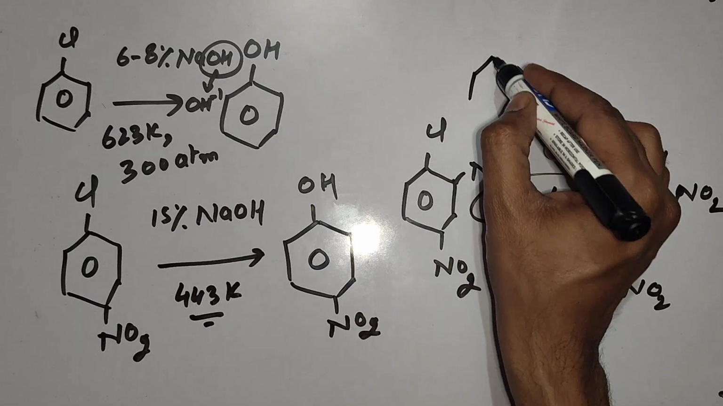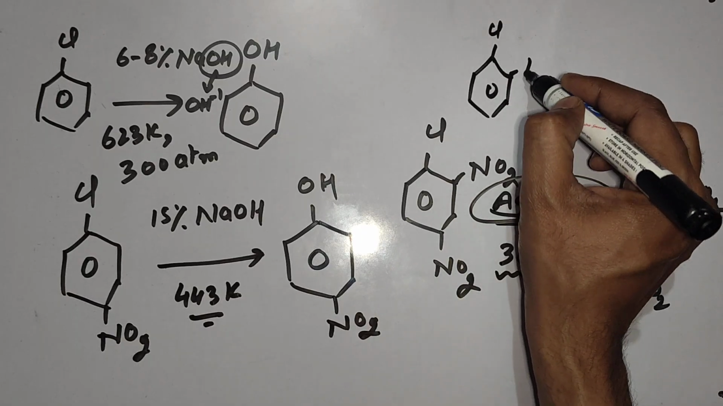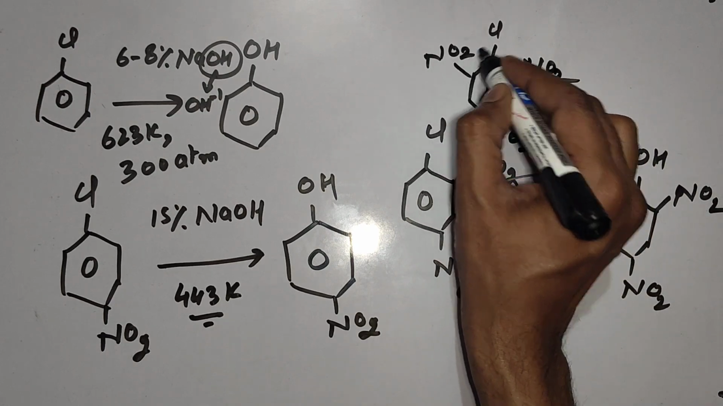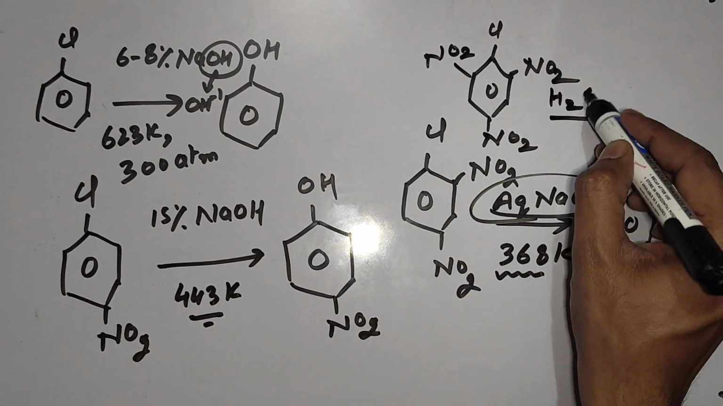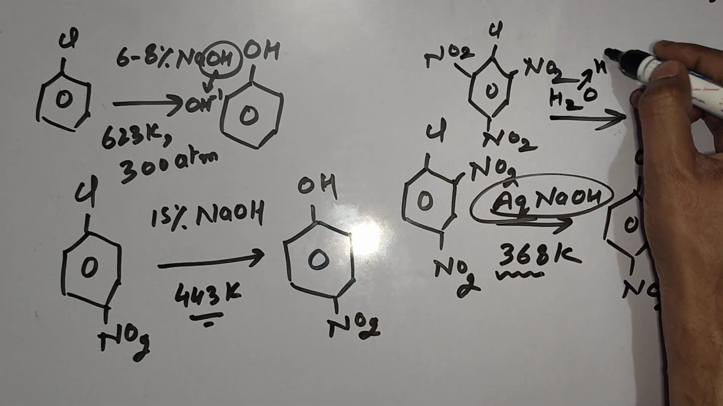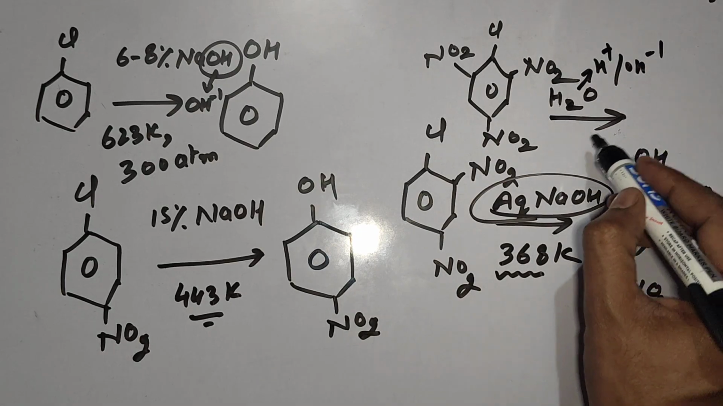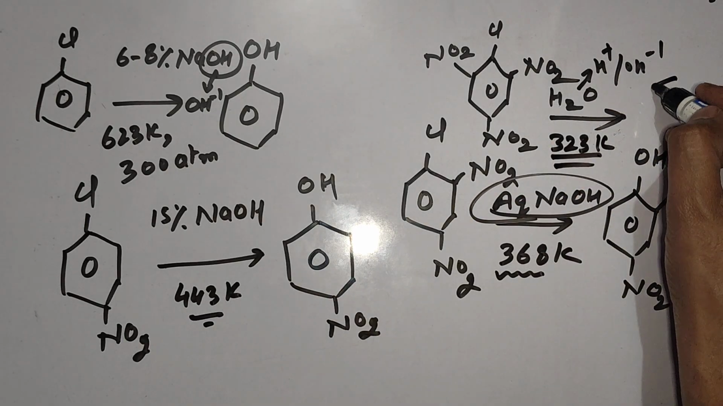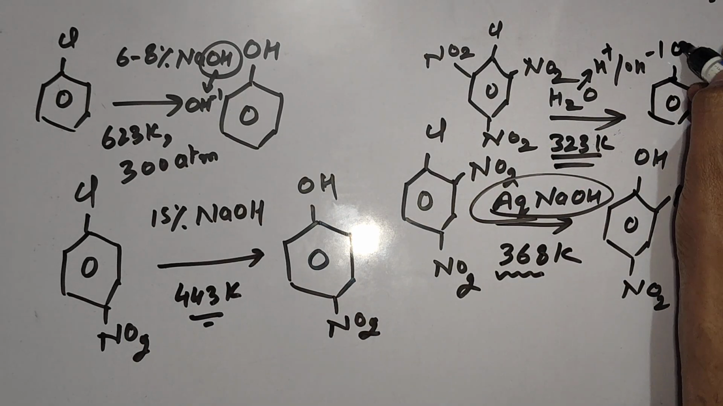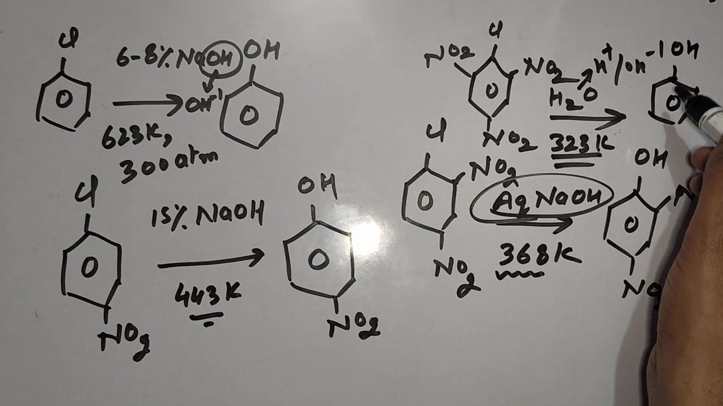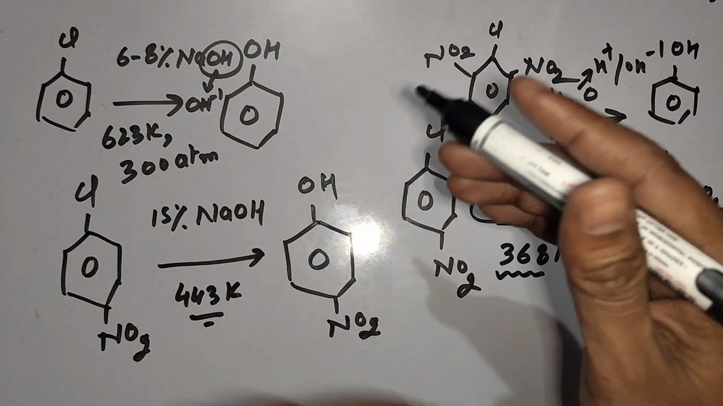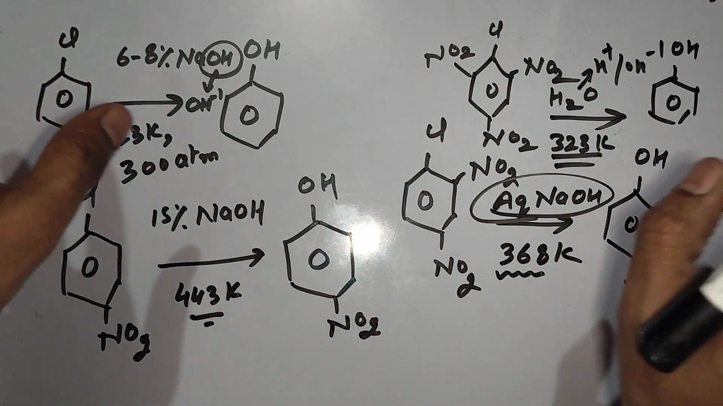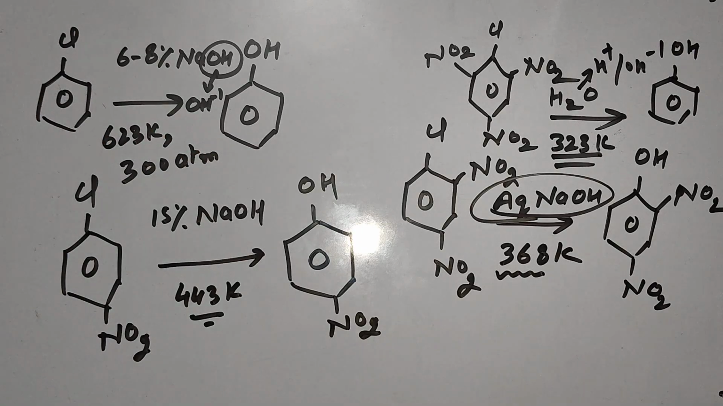And one more, if on all positions, both orthos and one para, then simple H2O, means a simple water molecule which will give H positive and OH negative, can substitute chlorine even at 323 Kelvin temperature. So the substituted product you can make: at the place of chlorine, OH will come and nitro will remain on their own positions. So this is the magic of electron attracting groups from ortho and para positions. Will it work from meta? No. Let's find out the reason for that.